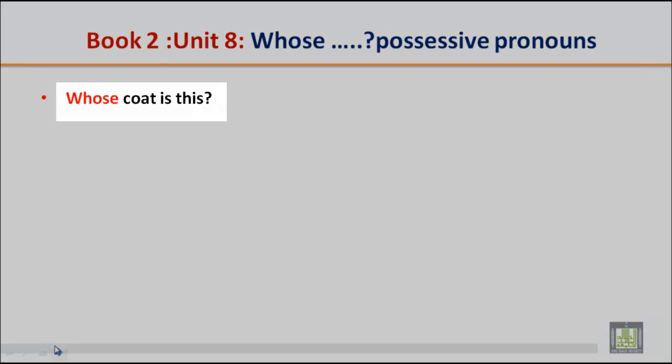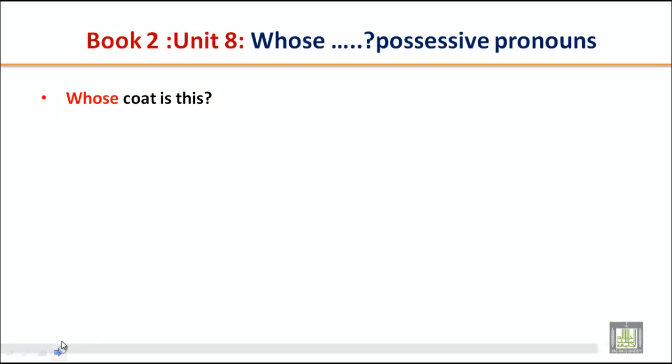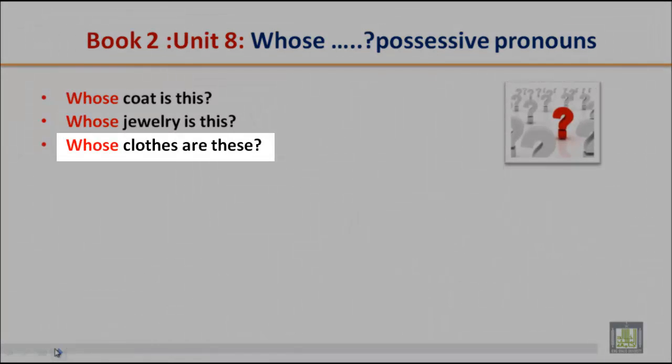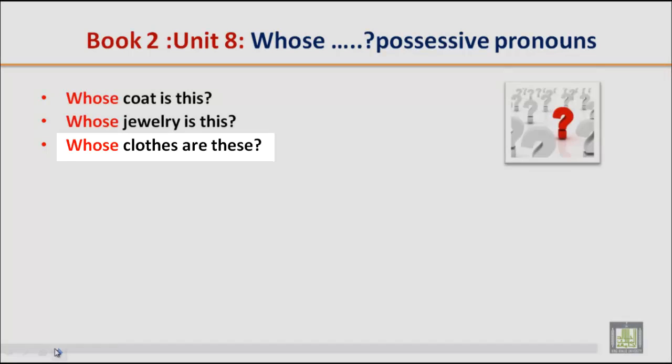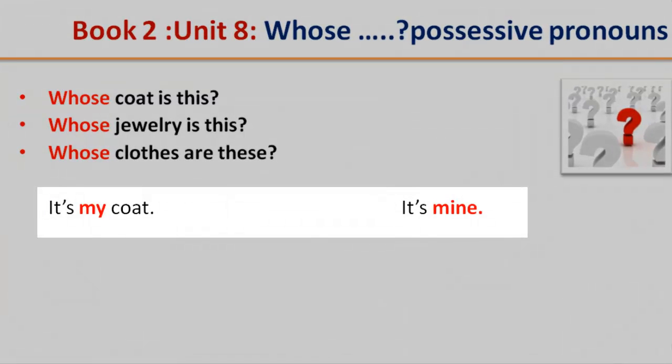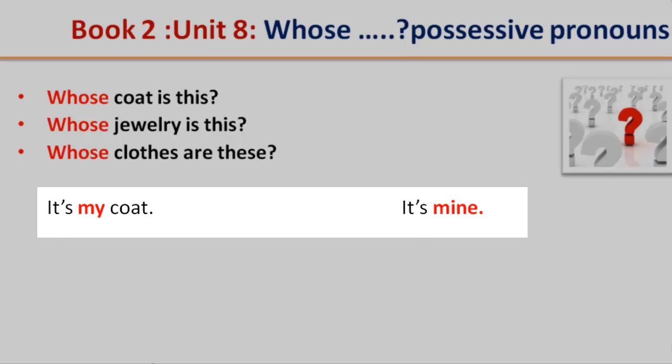For example, whose coat is this? Whose jewelry is this? Whose clothes are these? Now, it is my coat. It is mine. Whose coat is this? It's my coat, it's mine. So what is my here? It is my coat. What is my here?